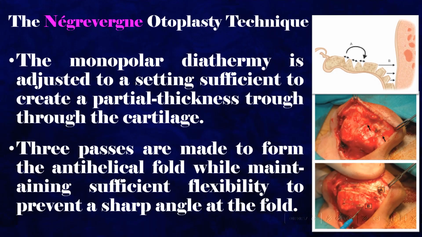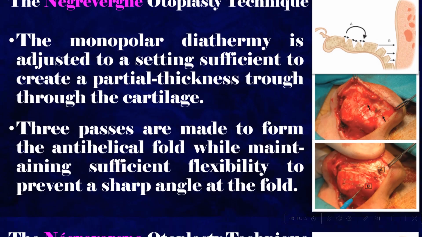The monopolar diathermy is adjusted to a setting sufficient to create a partial thickness trough through the cartilage. 3 passes are made to form the antihelical fold while maintaining sufficient flexibility to prevent a sharp angle at the fold.